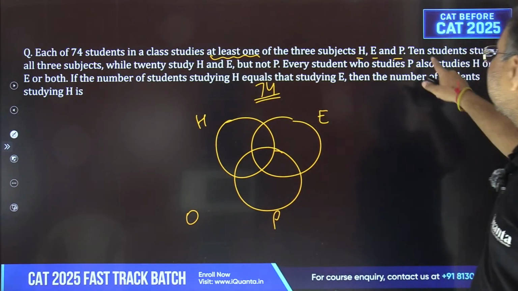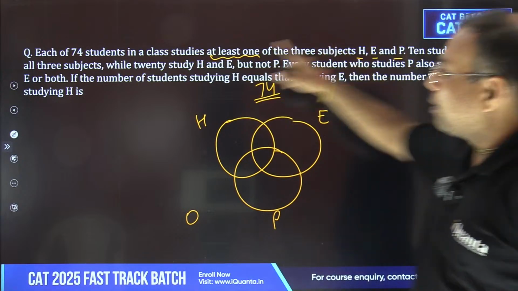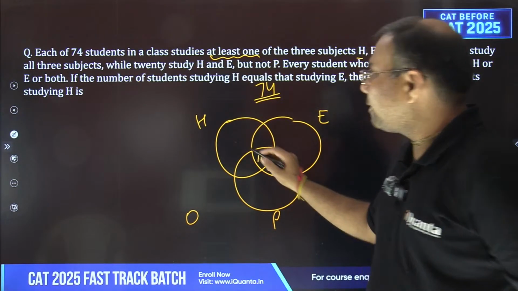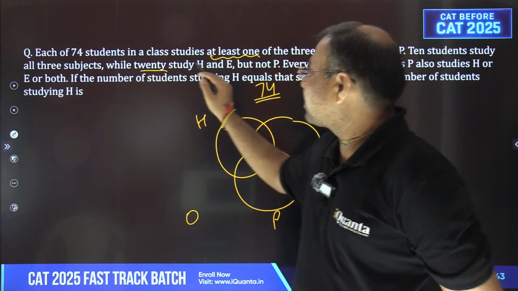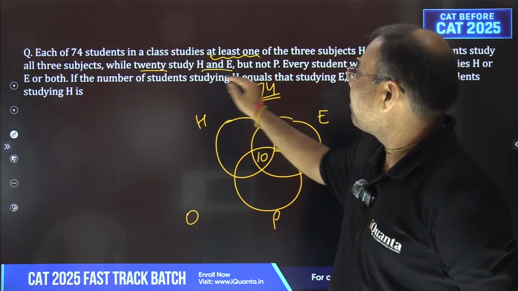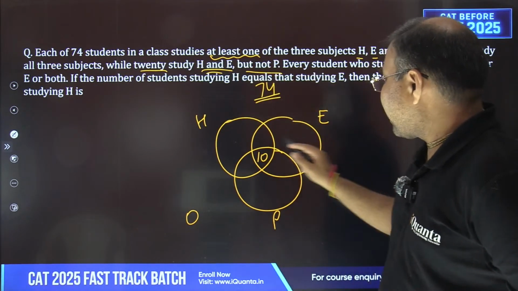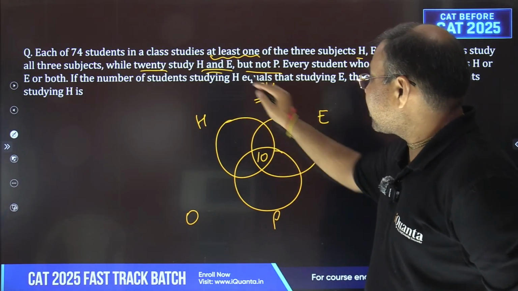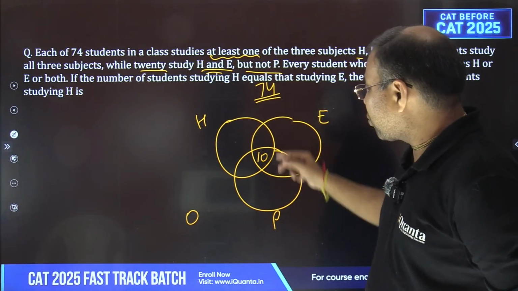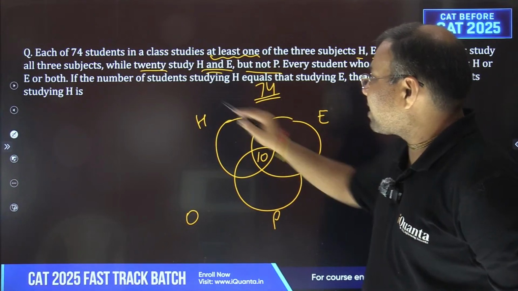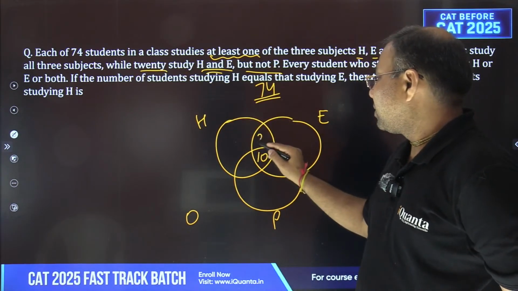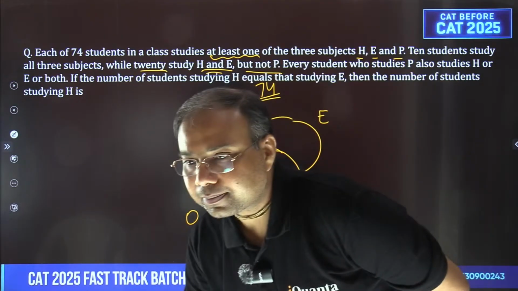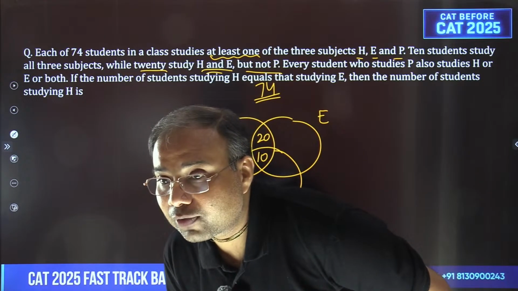Now, 10 students study all three subjects. So all three, this part, that is exactly 10. While 20 study H and E but not P. So H and E, this portion, but it says not P, so we have to leave out P. So only this part is given as 20. Is that clear till this point? Perfectly. Okay, now I've got more different answers.